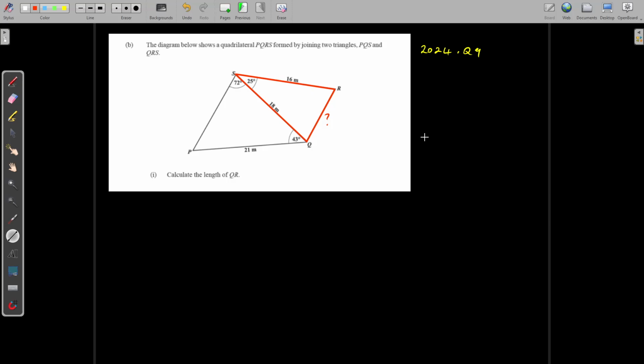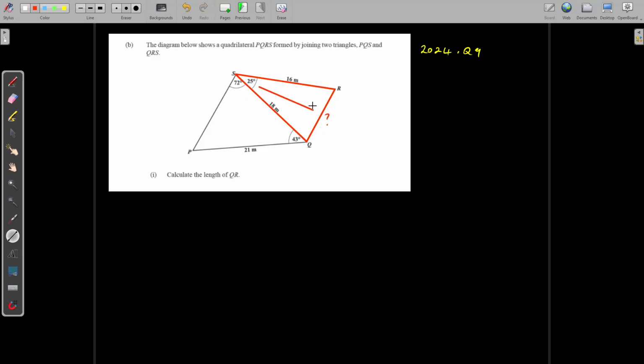Inside angles add up to 180, but they don't want us to find an angle. They said calculate the length of QR. Looking at this closely, we know two sides of the triangle and an angle that points to the missing side.